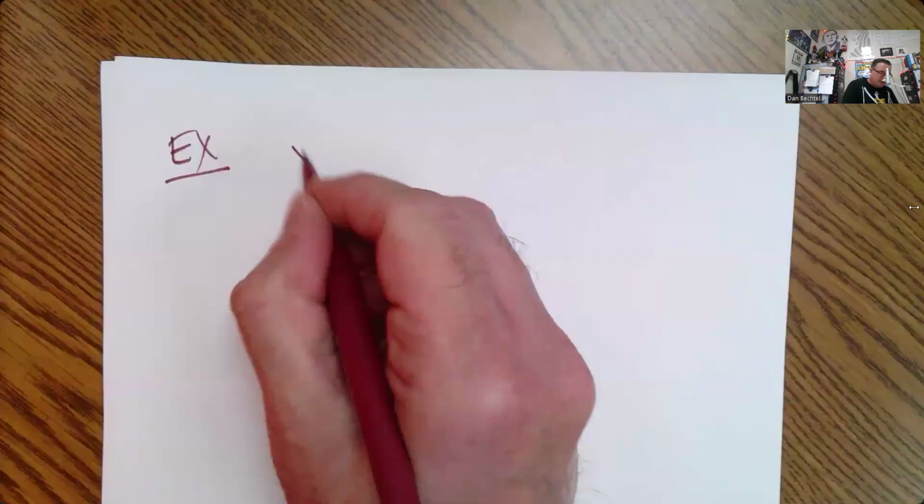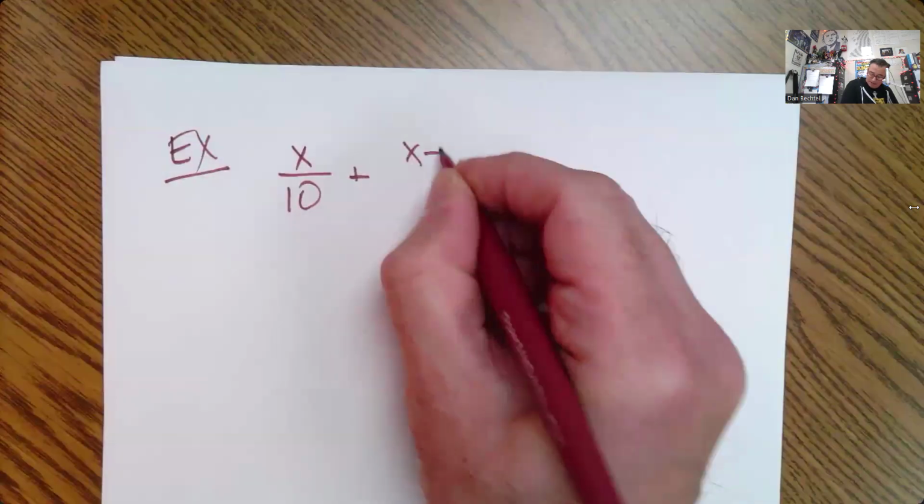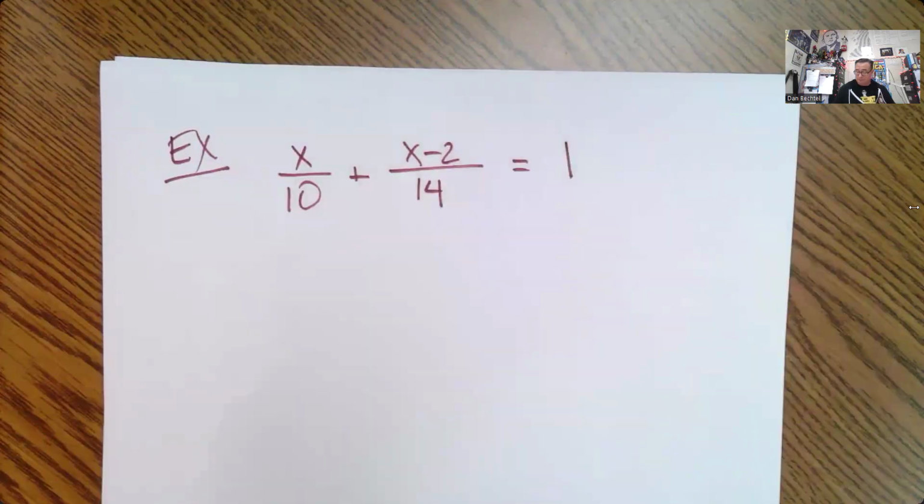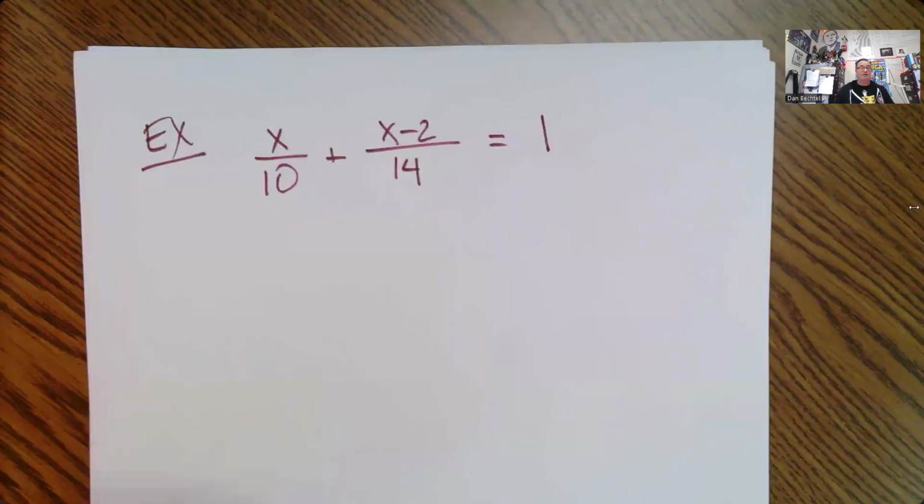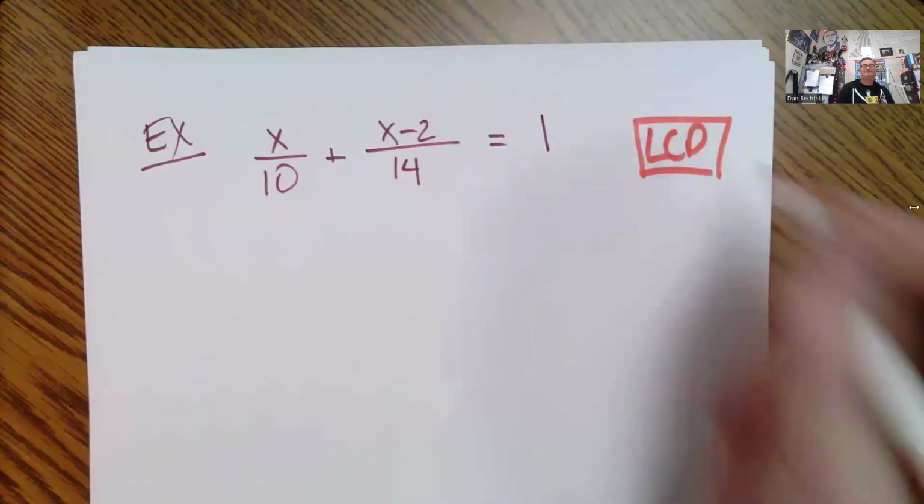Okay, so then the next thing that we're going to be doing for something like this is I'll give you a secondary example here. Let's make it a little bit more complicated. We're going to put x over 10 plus x minus 2 over 14 is equal to 1. Now, again, I want us to find the LCD, least common denominator.